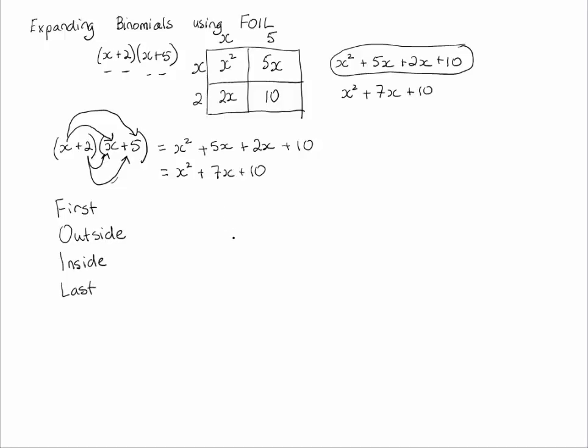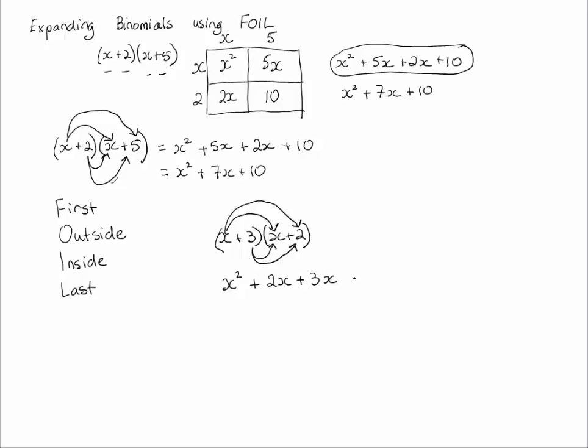So let's look at doing another expression using FOIL. Let's do x plus 3 times x plus 2. So first, x is the first term in the first set of brackets times x is the first term in the second set of brackets, x times x is x squared. The outside terms, x times plus 2 is 2x. The inside set of terms, 3 times x is 3x. And the last set of terms, 3 times 2 is 6.